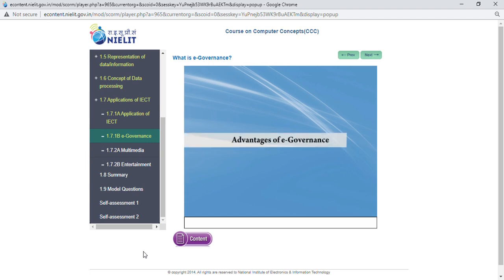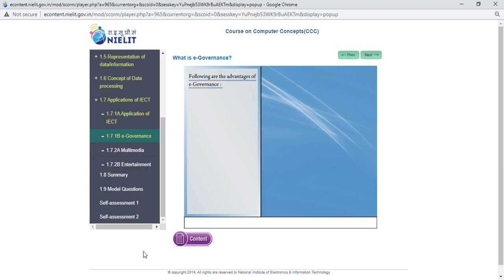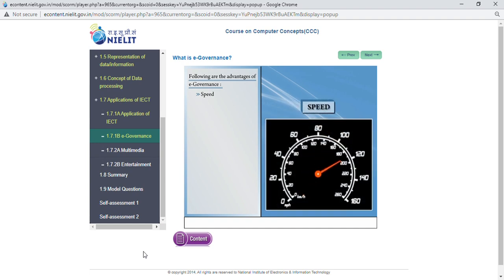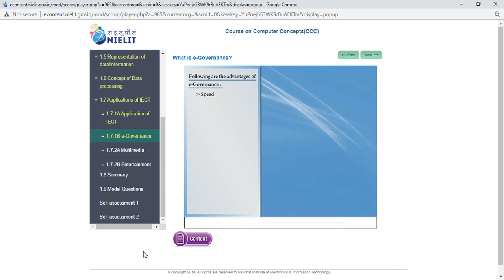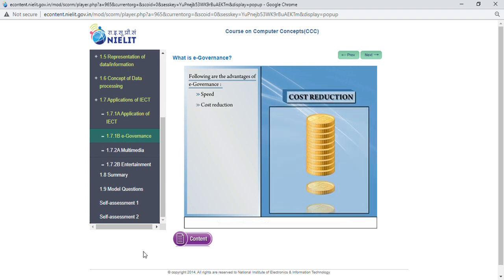Advantages of e-governance. Following are the advantages of e-governance: Speed. Technology makes communication speedier. Internet and cell phones have reduced the time taken in normal communication. Cost reduction. Most of the government expenditure is appropriated towards the cost of stationery. Paper-based communication needs lots of stationery, printers, computers, etc., which call for continuous heavy expenditure. Internet and phones make communication cheaper and save valuable money for the government.